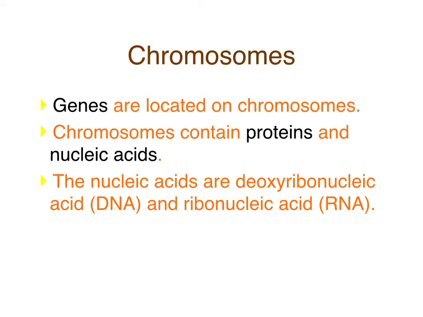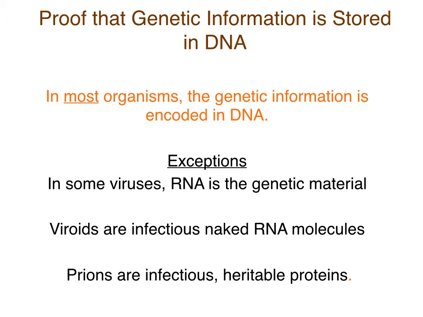Historically we had two candidate materials that could be the substance of this hereditary material. It could have been proteins or it could have been nucleic acids. Within the nucleic acids, just as a reminder, there are two general kinds: deoxyribonucleic acid and ribonucleic acid. We're going to talk about some of this proof, but also note some exceptions to DNA as being where the genetic information is encoded. We'll talk at the end of the chapter about each one of these exceptions and go into a little bit of detail.